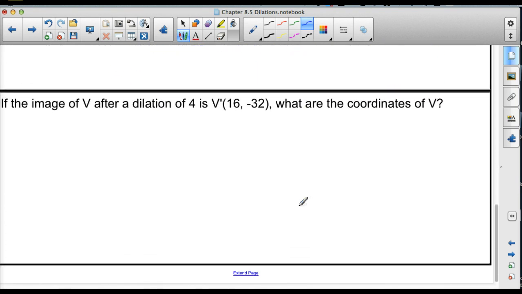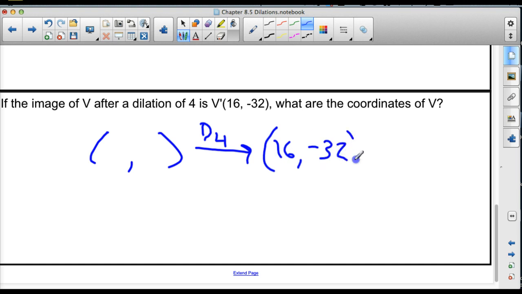The fourth problem. This is as hard as I can make it for you, and you'll see how easy it is. It says the image of V after a dilation of 4 is this new point 16, -32. And they want you to find the original coordinates. So we have some coordinates that we don't know. We had a dilation of 4. I'm writing the capital D because dilation, 4 because we multiplied by, and they gave us 16, -32.